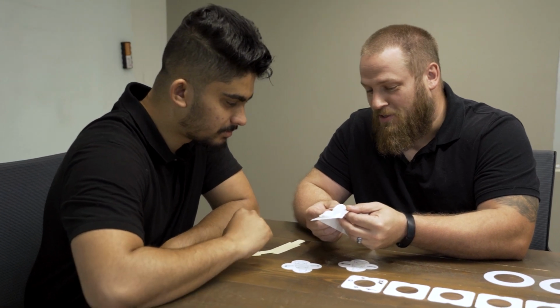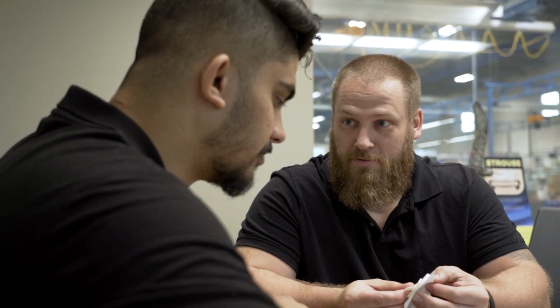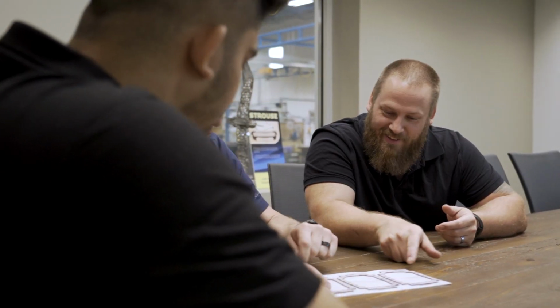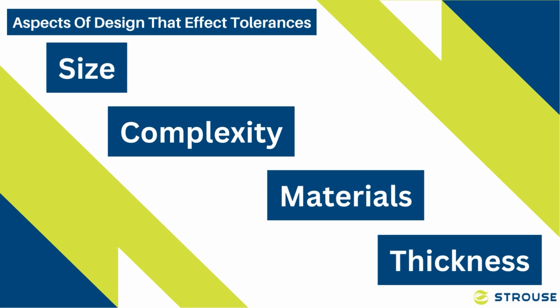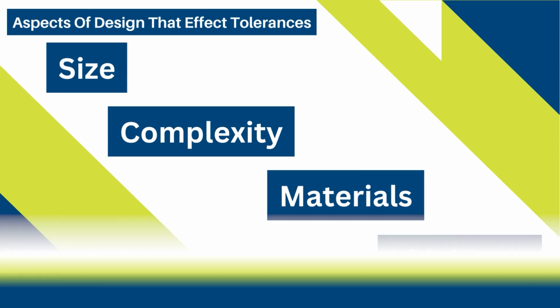A tolerance is typically defined through a process. So typically engineers look at what the part is going into, what other factors may play into creating that part, and where interferences might be that may affect the overall function of the part. The aspects of the design that affect the tolerance are size, complexity, materials, and thickness.